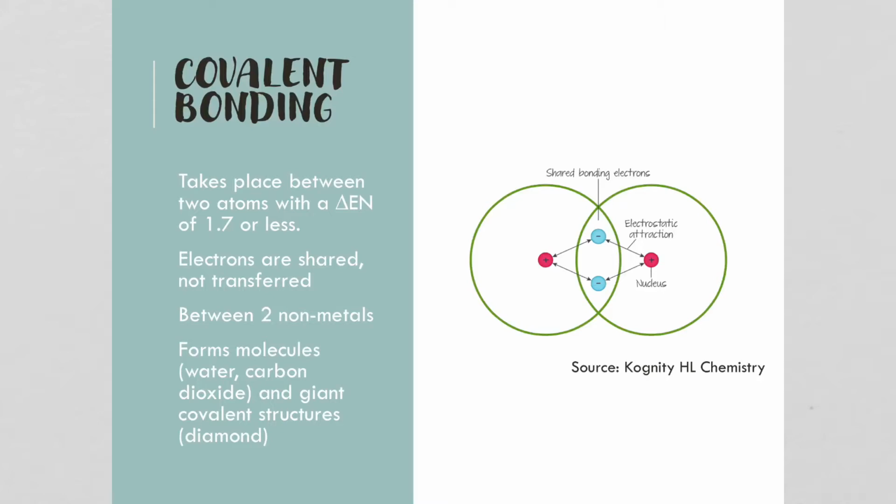It occurs between two nonmetals. Covalent bonding forms molecules like water, carbon dioxide, and methane. It also produces giant covalent structures like diamond. We'll learn about those types of structures in a later lesson.